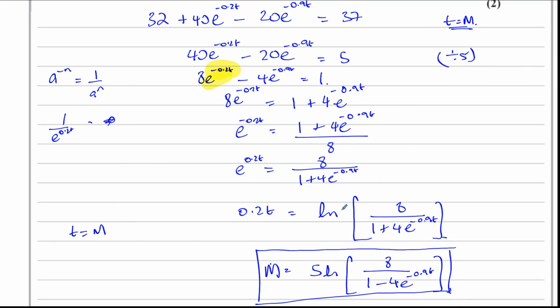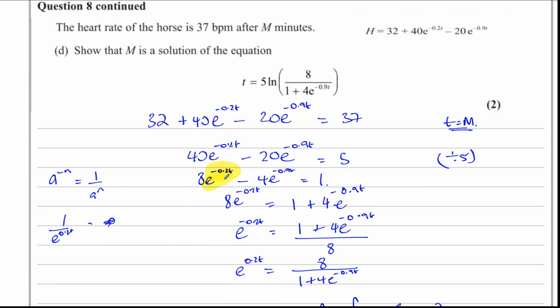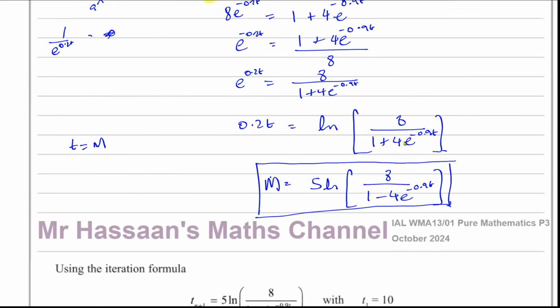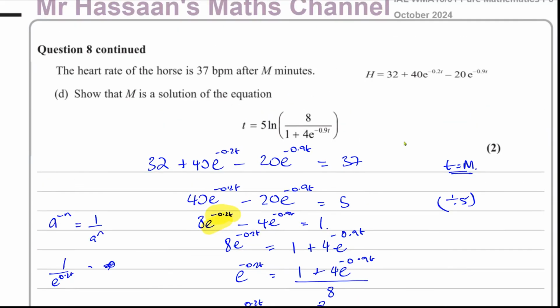Okay, so how did I know to make this the subject? Because I can see that what we're left with is this term here, e to the power of negative 0.9t. So that was left alone, and this was made the subject. That's how I knew which one to make the subject. So there's the answer to question number 8, part D.